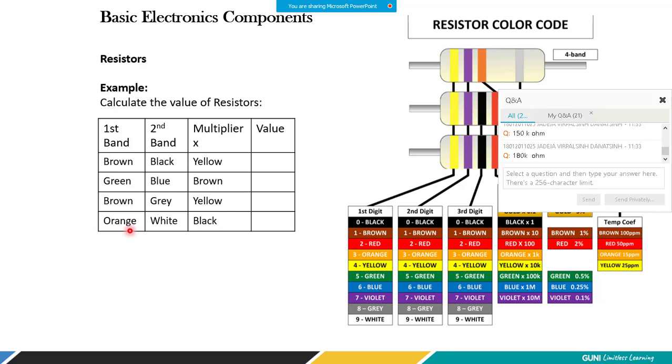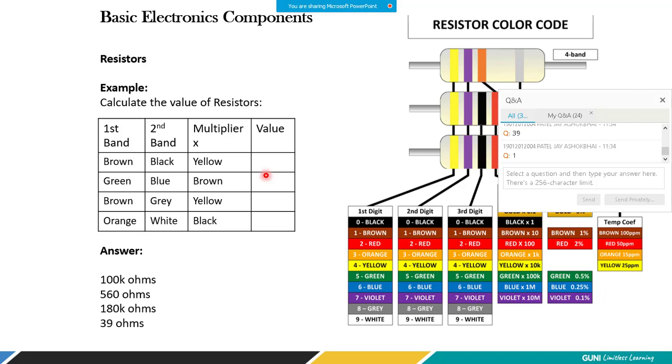Right? The last one, orange, white and black. So for orange, what value will come? 3. For white, what will you pick up? 9. So 39. And then for black, it is 10 raised to 0. Anything raised to 0 is 1. So it's going to be 39 ohm. Is it? I hope I have made it very clear. So now you are able to calculate all these values. You can verify your answers.